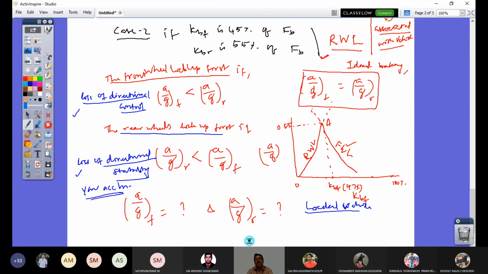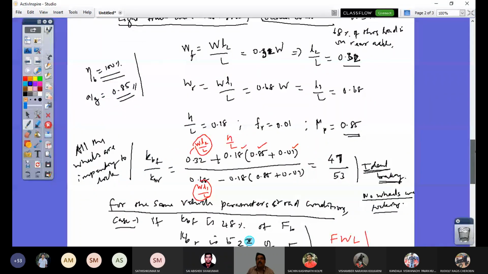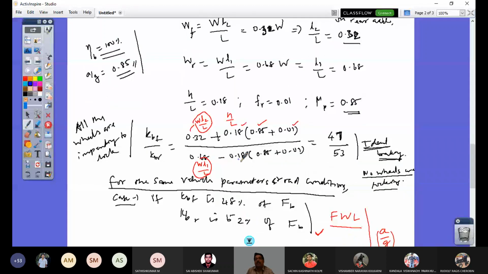See, the load transfer dynamic component is what is primarily going to act. See, if you look at the dynamic part of your load, what is coming from here, H by L, this. So this portion would be added to the front, and this much is subtracted from the rear.